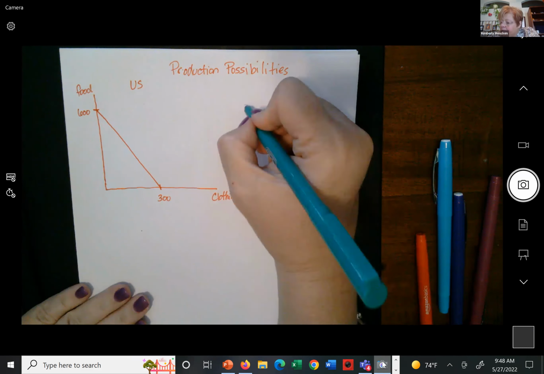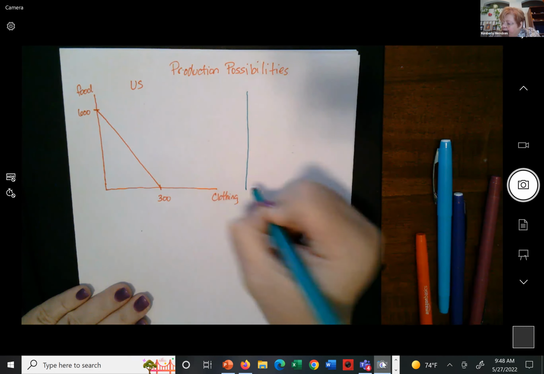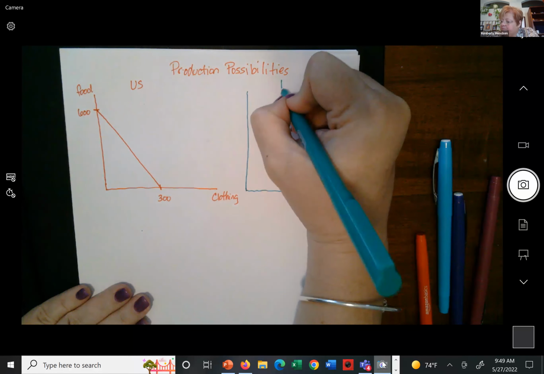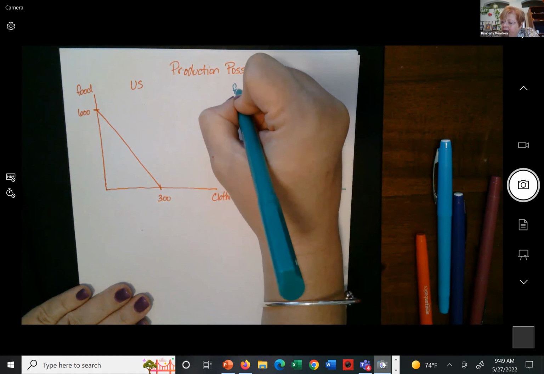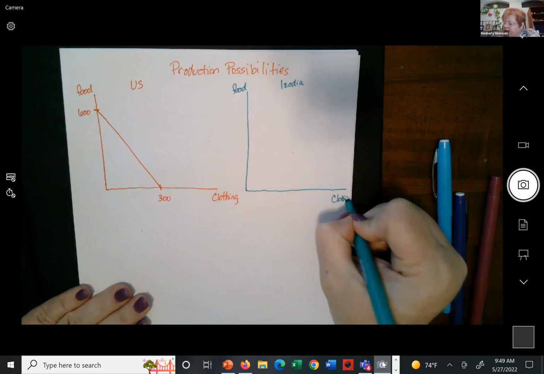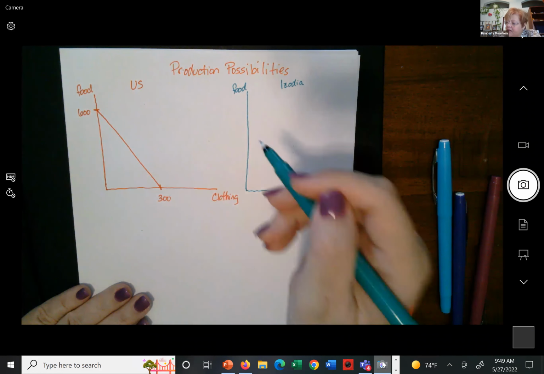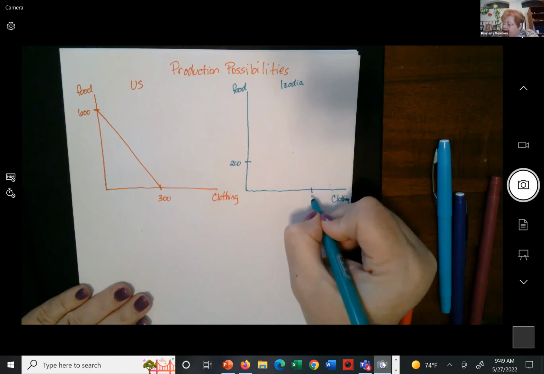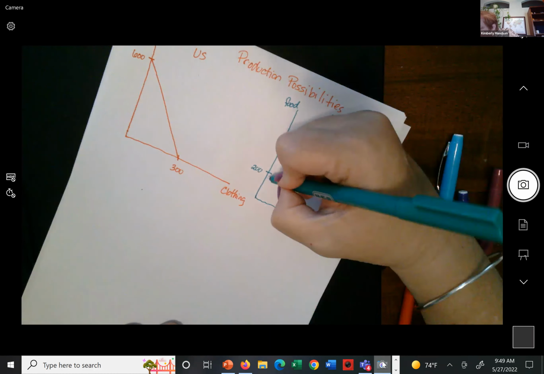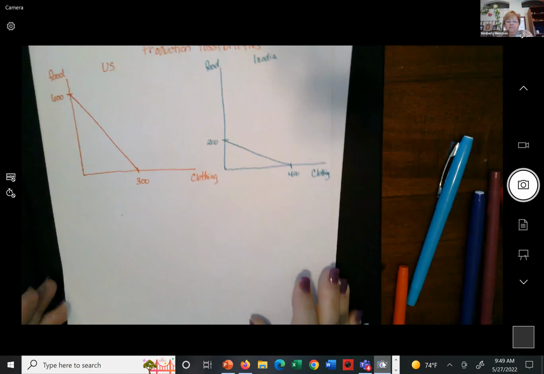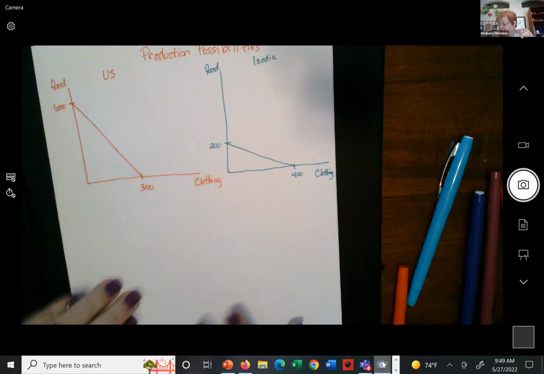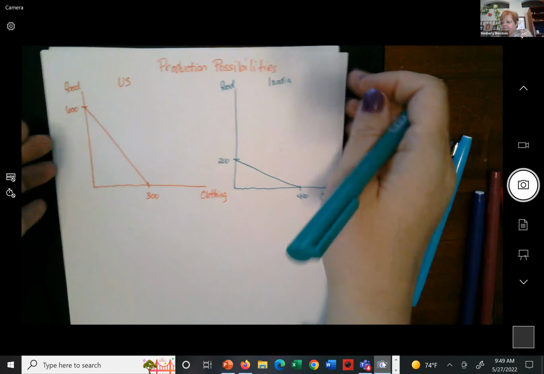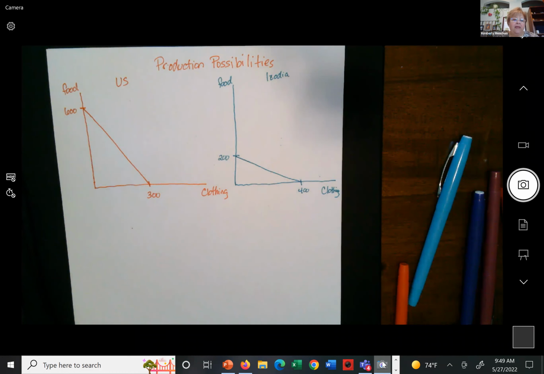All right, so Izadia. I'm going to put it right next to the first one. Then I'm going to make sure my food and clothing are on the same axes. Okay. And if they completely specialize in food, they get 200 food. Completely specialize in clothing, they get 400 clothing. And not bad drawing there. Okay. So I've got our initial PPFs for both countries. I'll come back to this in just a second.